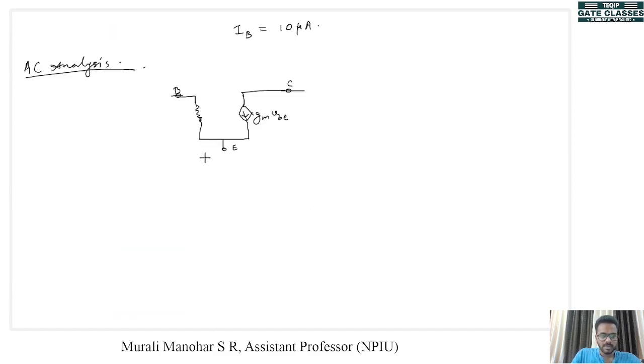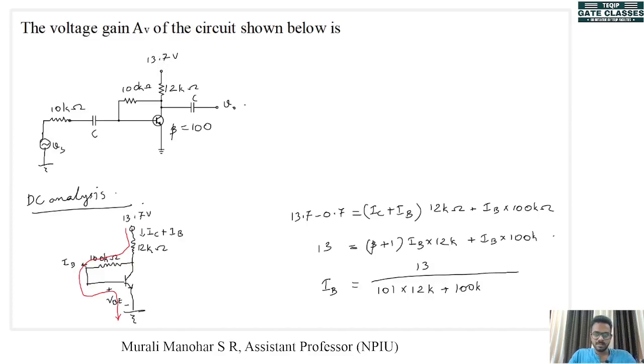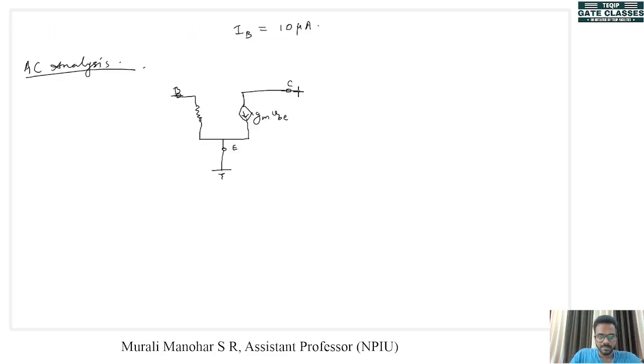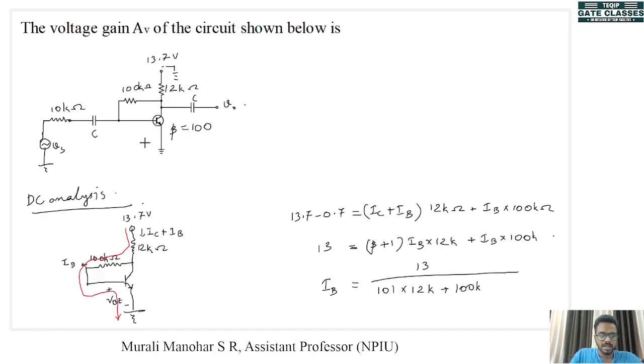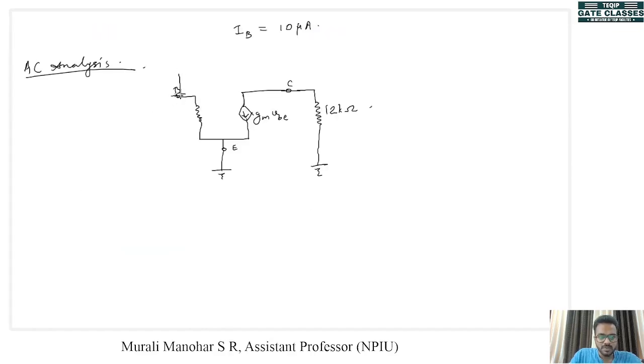Now if you look at the figure, we can see that the emitter is directly connected to the ground. The DC voltage here is removed so that only AC is present in the circuit, right? So this point is grounded. That means this 12 kilo ohm is now between collector and ground. So between collector and ground, we have the 12 kilo ohm resistor. Then this 100 kilo ohm is between collector and base. So between these two, we have a 100 kilo ohm resistor.